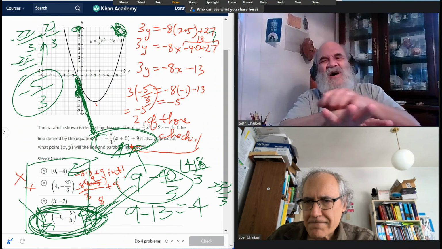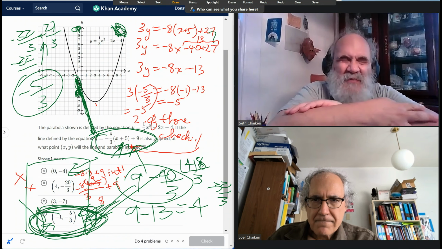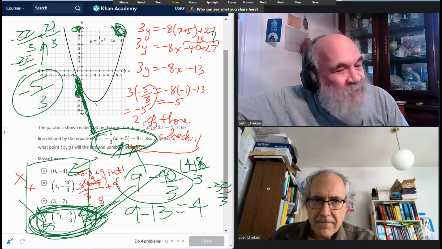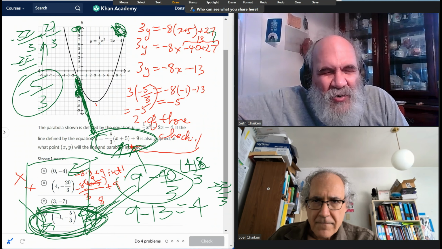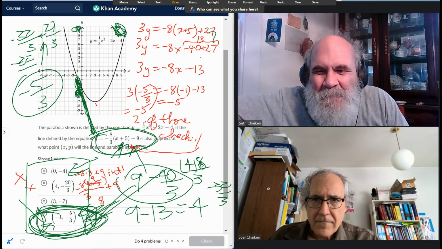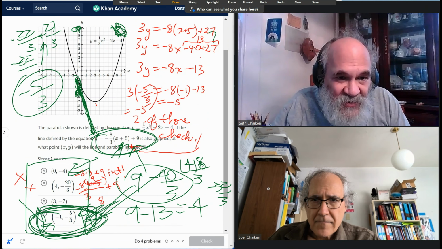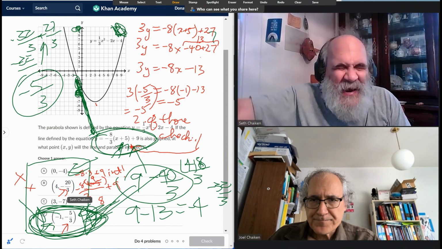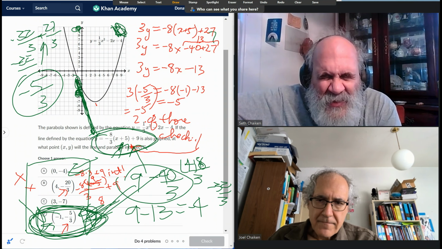But the troublesome part of this problem is the arithmetic. Depending on how you do it, you'll have to deal with more or fewer thirds. You have to deal with thirds because the y values they give you here, two of the y values, are fractions with the denominator of 3.